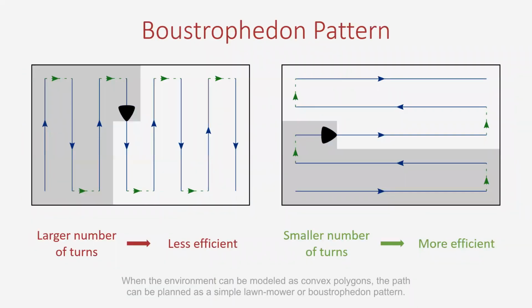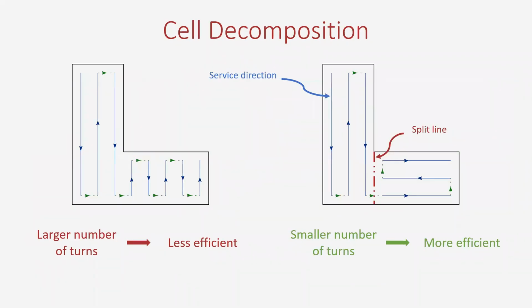When the environment can be modeled as convex polygons, the path can be planned as a simple lawnmower or boustrophedon pattern. It is desirable to choose the direction of travel that minimizes the number of turns, as turning can be very expensive for robots. A single service direction for the entire region can be inefficient for non-convex environments. Thus, we develop a new improvement procedure for cell decomposition aimed at minimizing the number of turns.